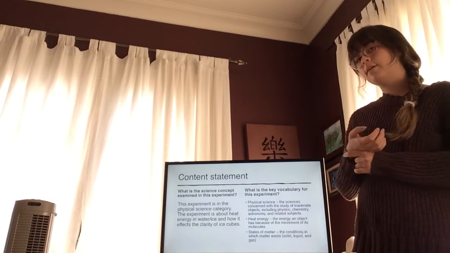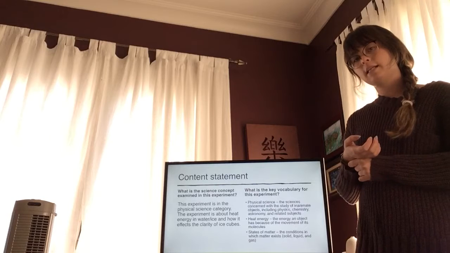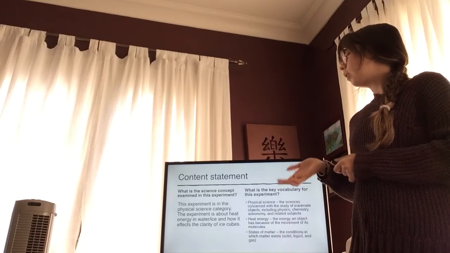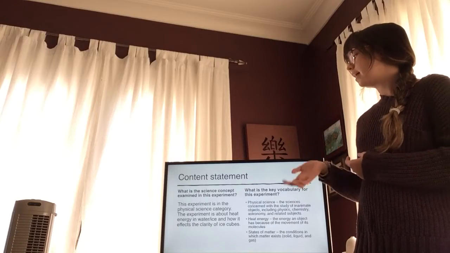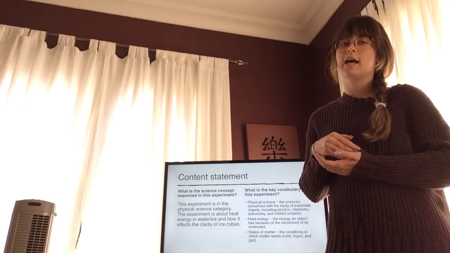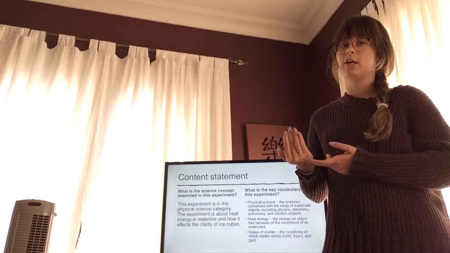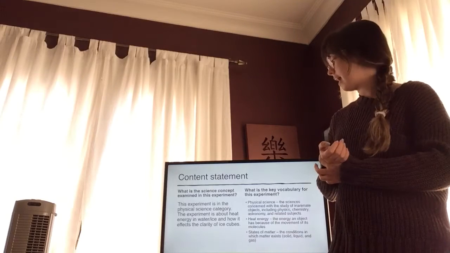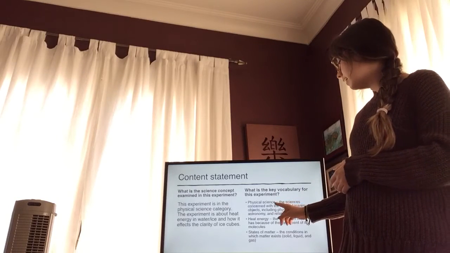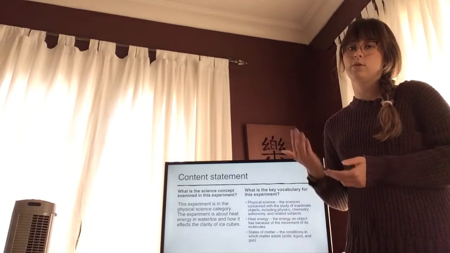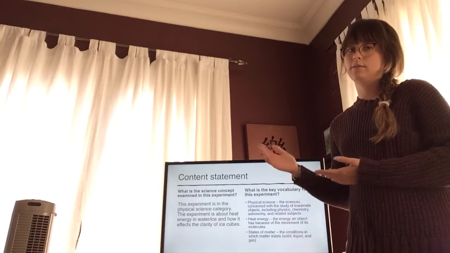So the science examined in this experiment is going to be physical science. The experiment is about heat energy in water and ice, and the effect of the water type on the clarity of ice cubes. Some of the key vocabulary I added was physical science, heat energy, and states of matter, since the water is going from liquid to solid as it freezes.